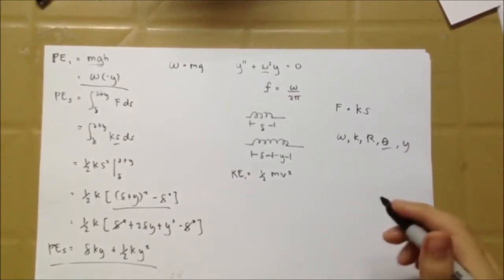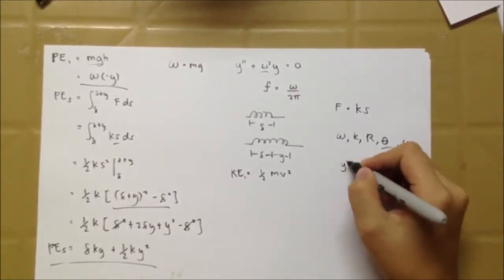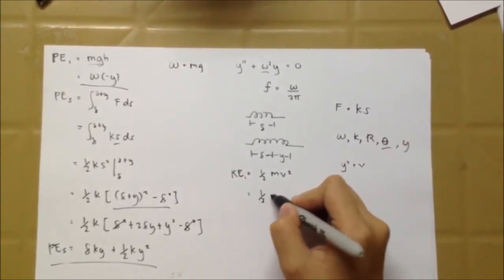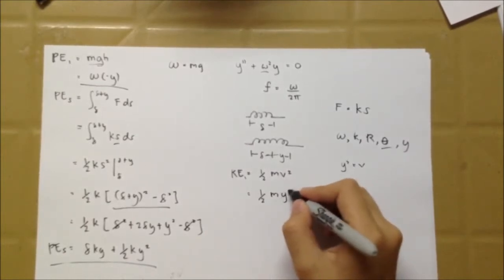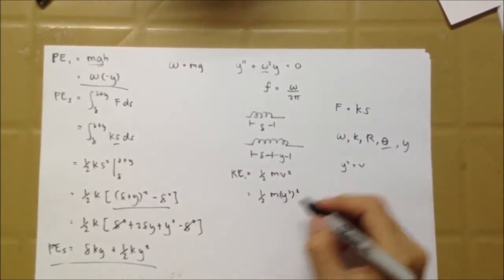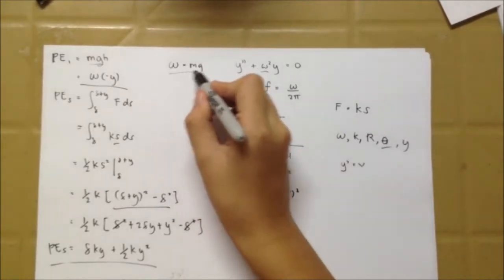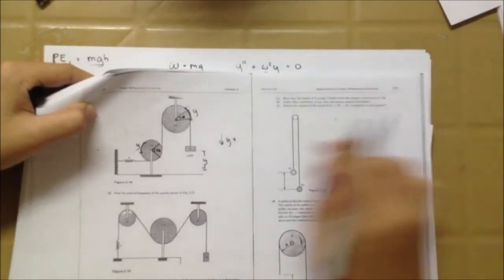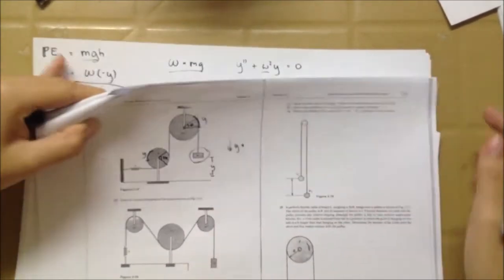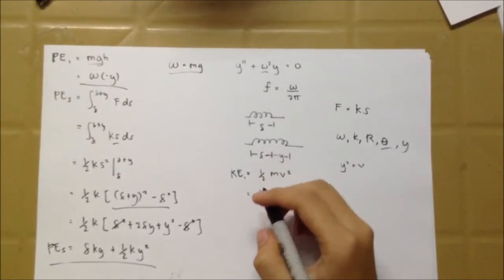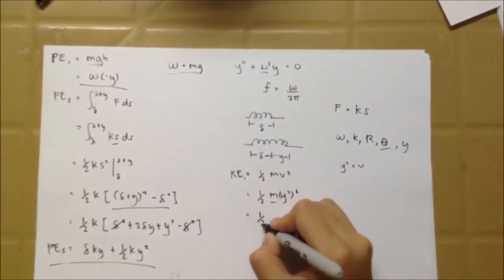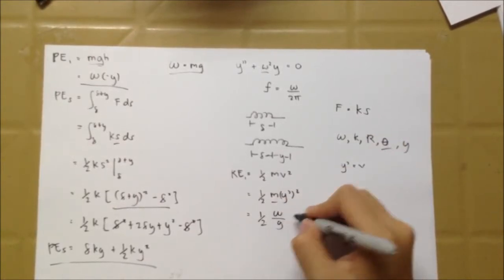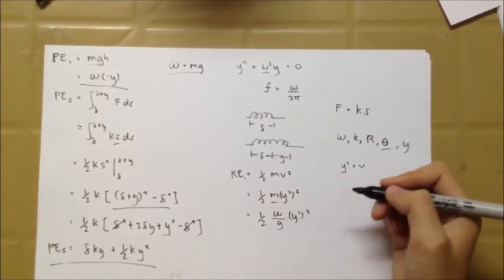Now recall that the derivative of y is equal to velocity. So I can rewrite this as 1/2 m y prime squared. Since mass is related to weight by this formula, for the weight that is hanging from the pulley, I can describe its kinetic energy as 1/2, its weight is just W, so its mass is W over g, times y prime squared.